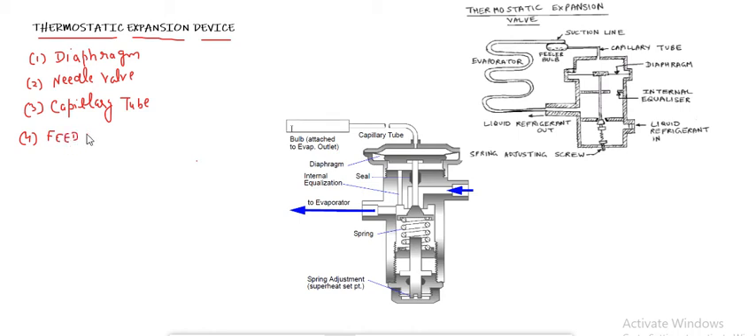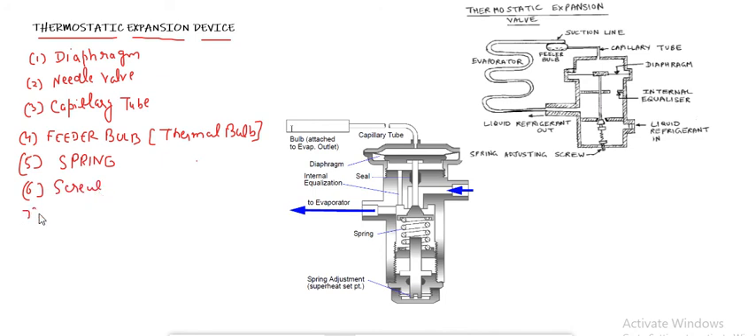It is called feeder bulb. In some of the books, it is also written as thermal bulb or sensing bulb. So all the names are the same. We can also call it thermal bulb or sensing bulb. That is attached at the suction line of the compressor. Along with that, we have a spring, and to adjust the spring pressure, we also have a screw at the bottom part of it.